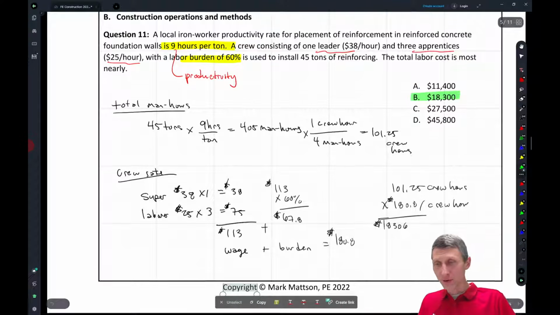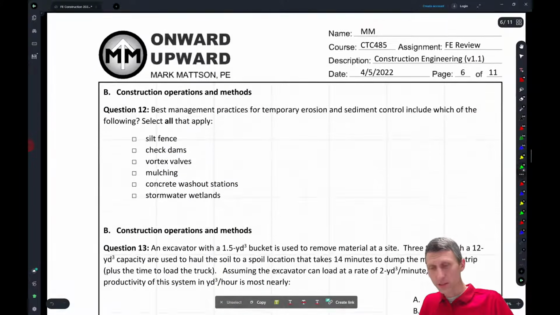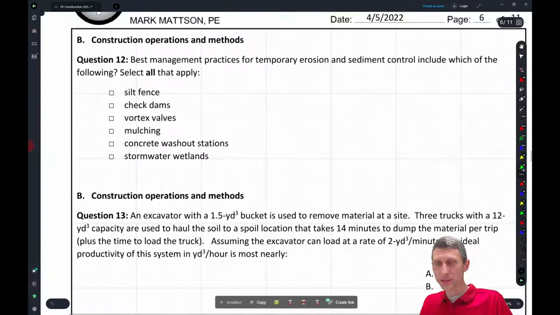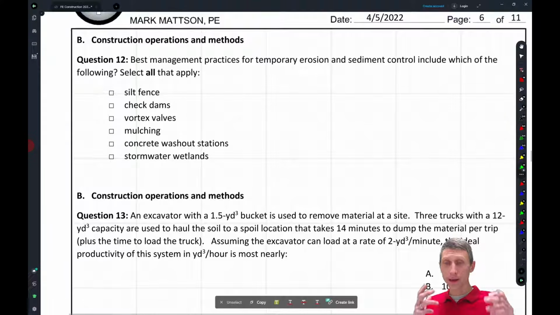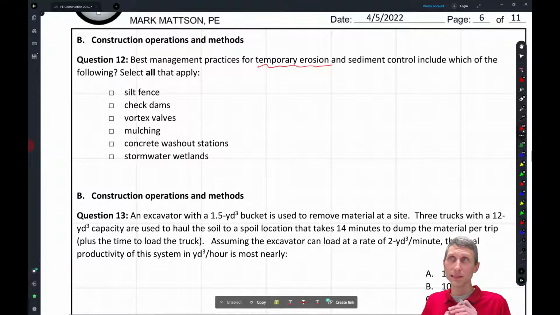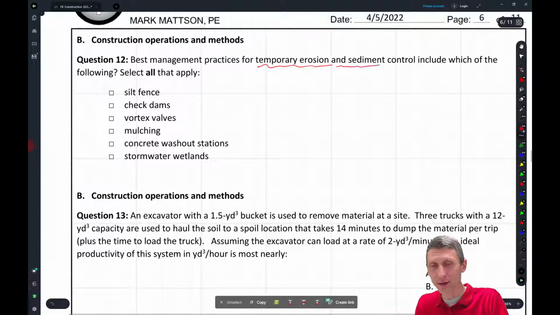All right, so that's question 11. So question 12, another one of those select all that apply questions. But best management practices, temporary erosion sediment control specifically, is called out in construction operations and methods. It gets done on every site that does any site work. So we have temporary erosion sediment control. This does get called out in the spec, though.